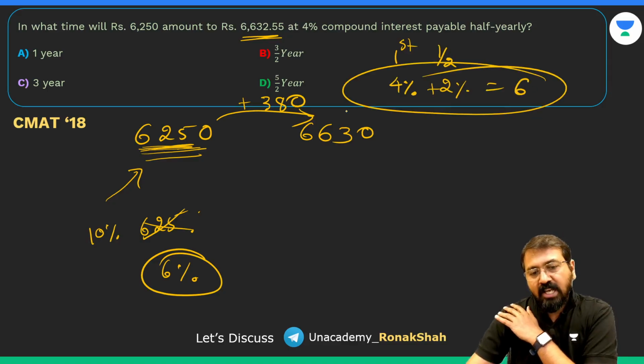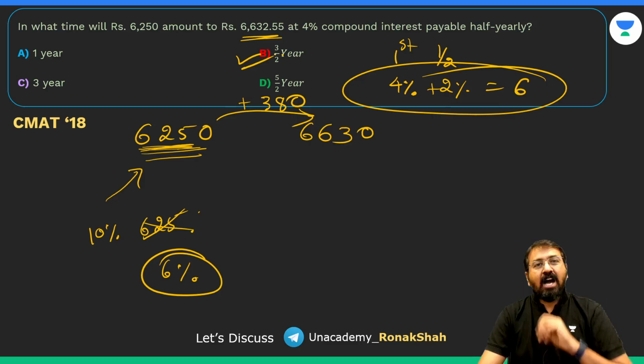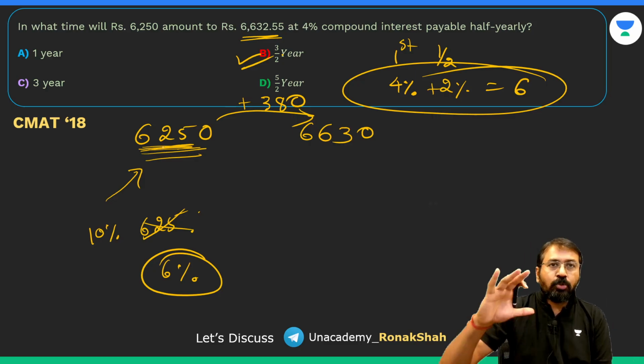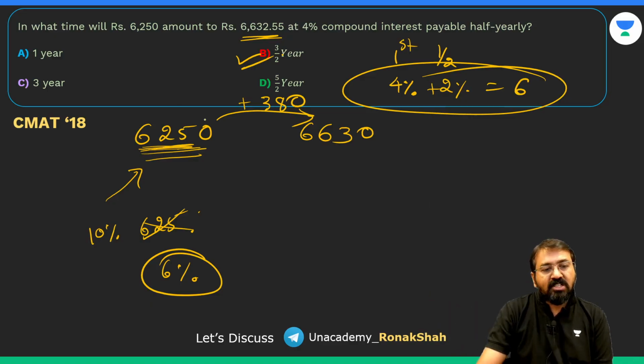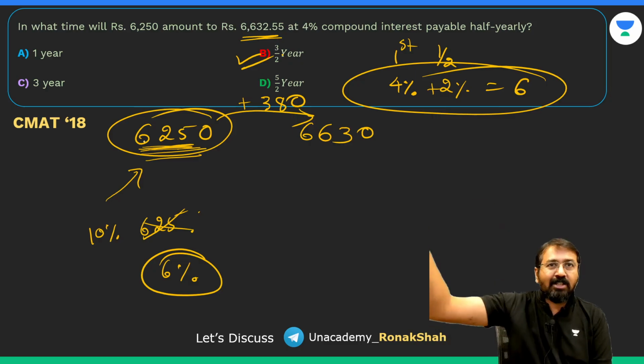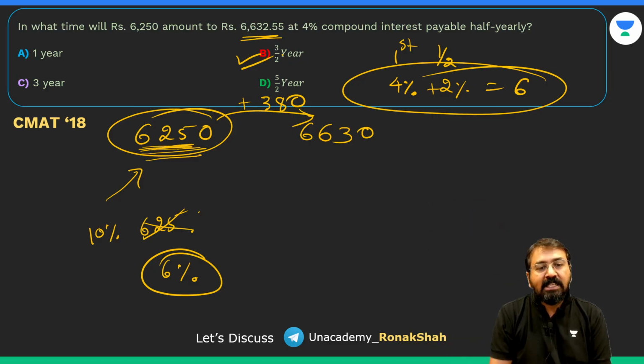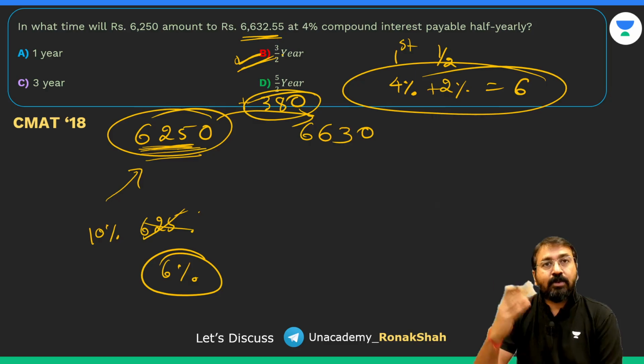तो फर्स्ट ईयर का 4% and हाफ ईयर का 2% अगर मैं कर दूं तो मेरा 6% हो जाएगा। तो कहने से मेरा आंसर 1.5 ईयर ही होना चाहिए, क्योंकि 2 साल अगर मैं लूंगा तो 8% से ज्यादा इंटरेस्ट मिलेगा, और 6250 का 8% तो बहुत ज्यादा हो जाएगा। हमें तो इतना इंटरेस्ट मिल ही नहीं रहा है, हमें तो 380 रुपए जितना इंटरेस्ट मिल रहा है। So it has to be 3/2 years, that is 1.5 year.